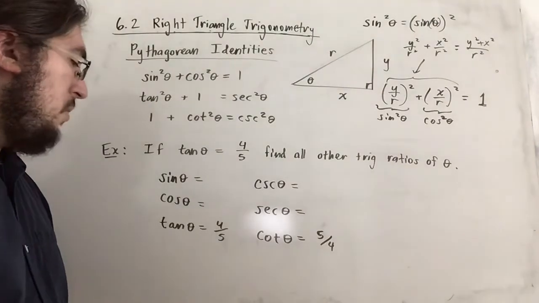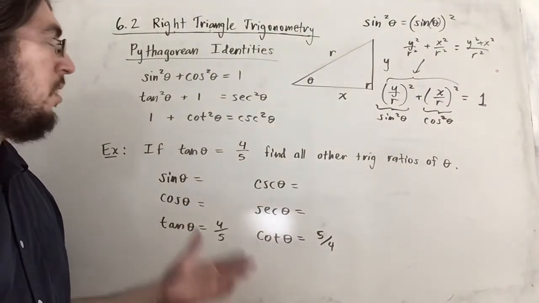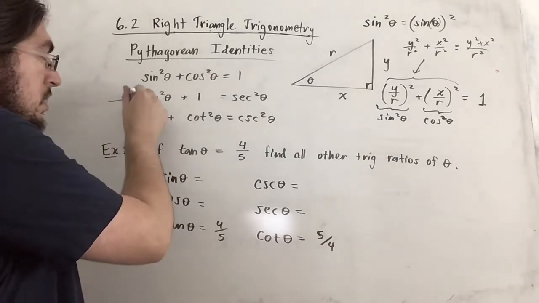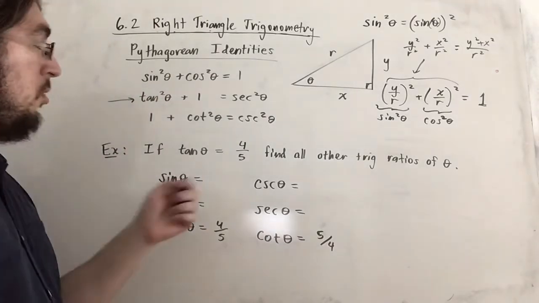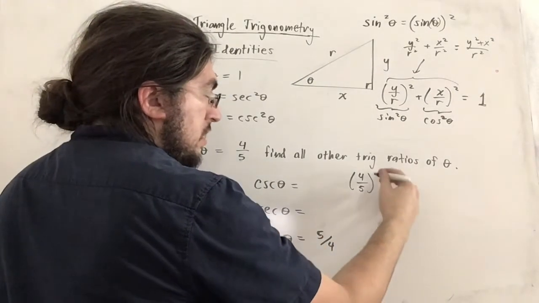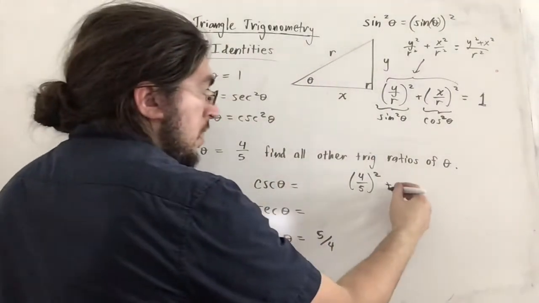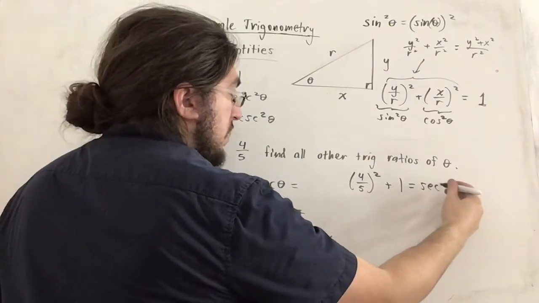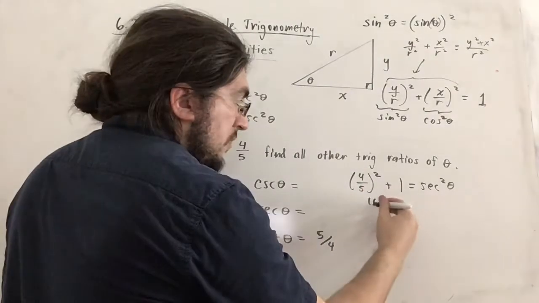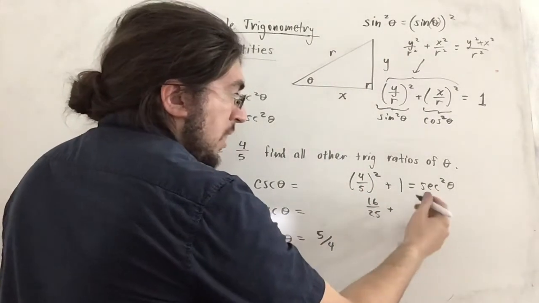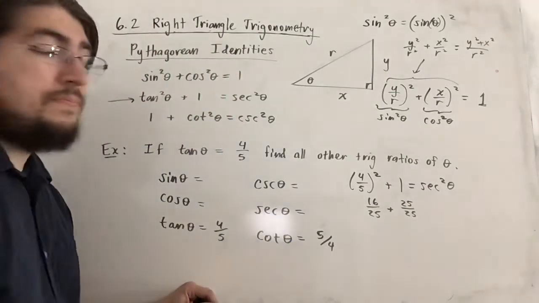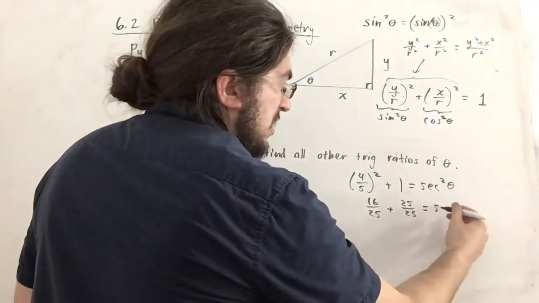Well, anyways, so how do we get from tangent to one of these? Well, the only identity here that involves tangent is the second one. So let's see if we can make some headway with that. So according to this, tangent squared, which is 4 over 5 in this case, so that's squared, plus 1 must be equal to secant squared. Perfect. So let's see, 4 over 5 squared is 16 over 25. Since 1 is 1 over 1, you can write it as 25 over 25. Perfect. That's secant squared.